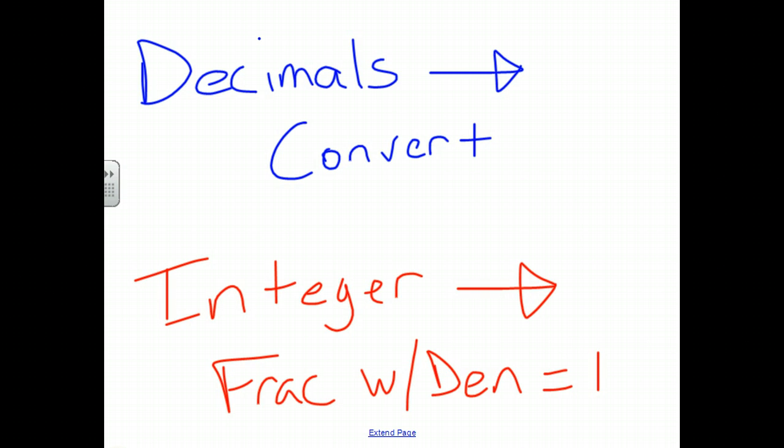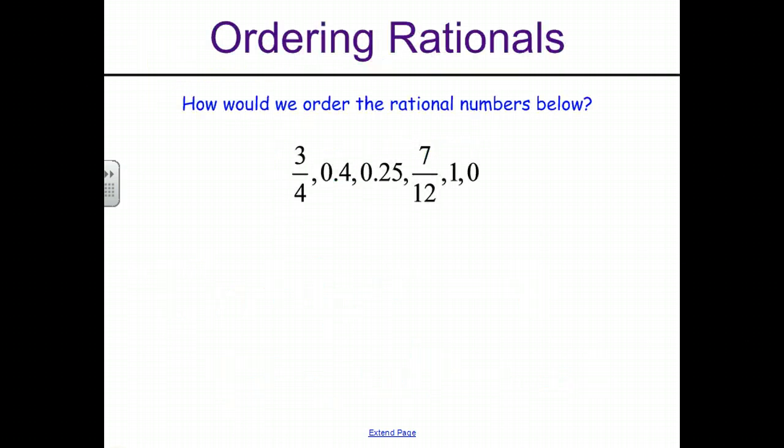So let's go ahead and look at the other part of this video lesson, and that's how do we order rational numbers? Now we have several rational numbers here, 6 of them, 3/4, 4/10, 25/100, 7/12, 1, and 0. How can we order these rational numbers? Because it's not entirely obvious where, say, 7/12 fits into this pattern here. We can see obviously that 0 is at one end and 1 is at another. Now we know how to order fractions, we know how to order decimals, we know how to order integers.